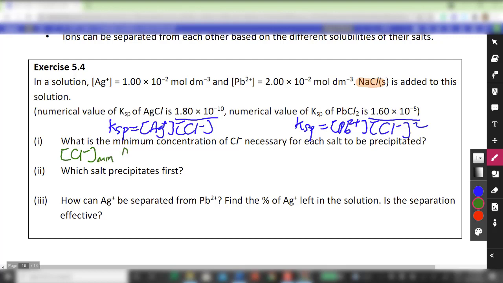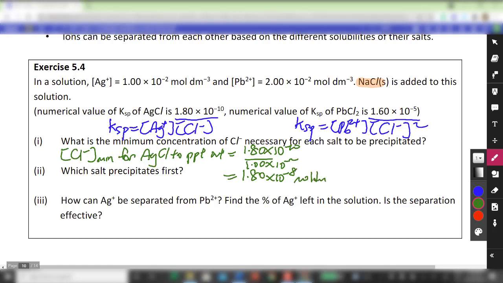for silver chloride to precipitate out. Which is equal to the Ksp, which is 1.80 times 10 to the power minus 10, divided by 1.00 times 10 to the power minus 2. So you will get 1.80 times 10 to the power minus 8 moles per dm cube.